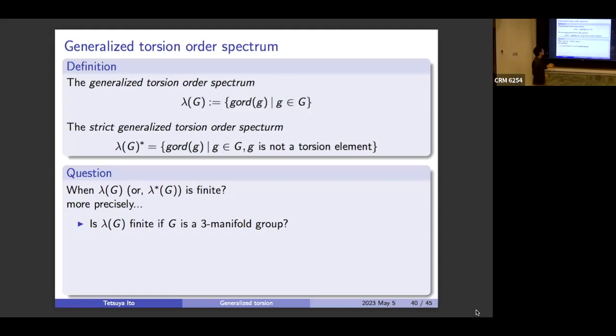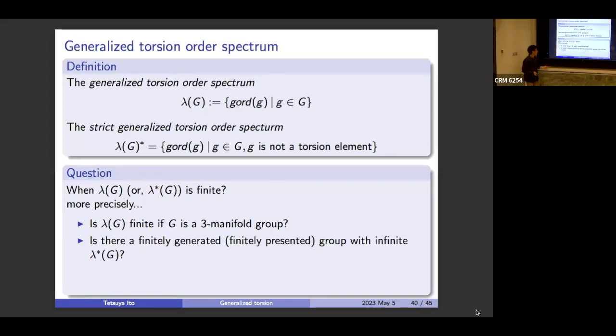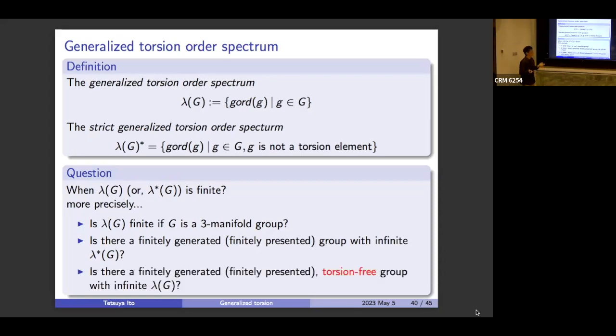Let us consider the general torsion order spectrum of a group Z as the set of general torsion orders of the group Z. To make a comparison, we say that a strict general torsion order is the general torsion order of a non-torsion element, to avoid the torsion element case. My question is, when are these two sets finite? For example, is the general torsion order spectrum finite if these are three-manifold groups, or finitely generated or finitely presented groups with infinite general torsion order spectrum? How about the torsion-free case?